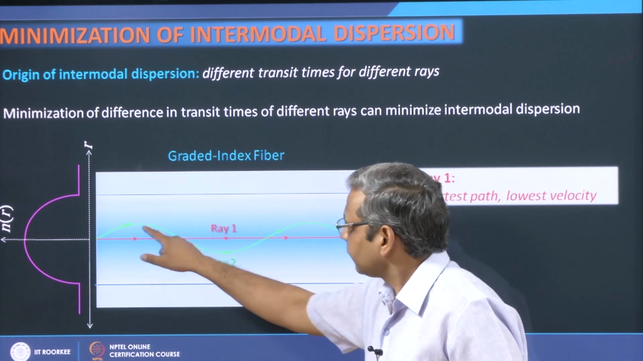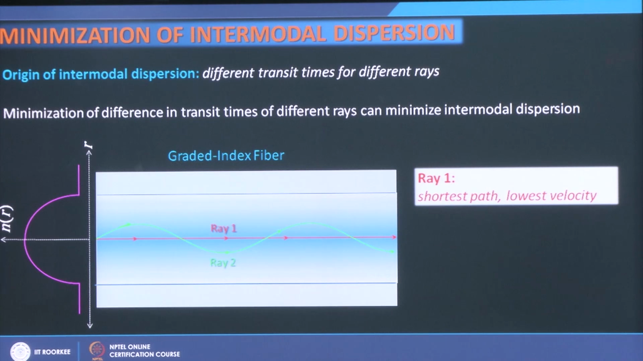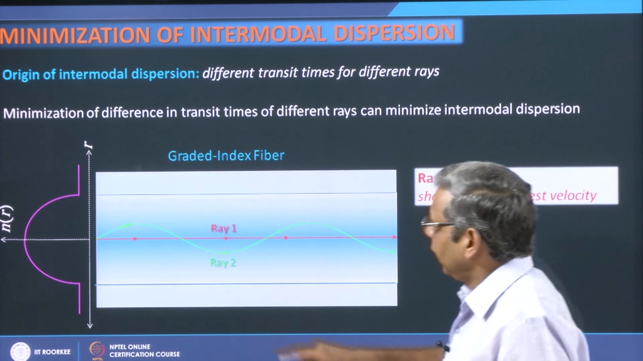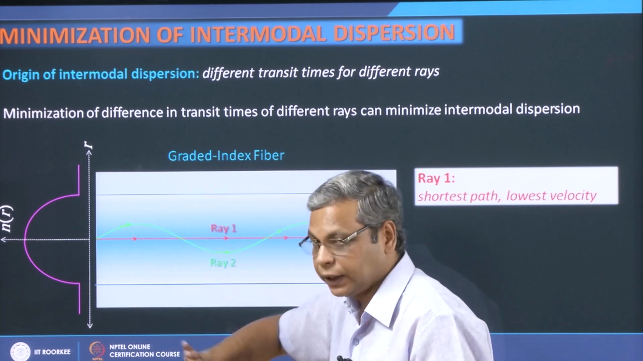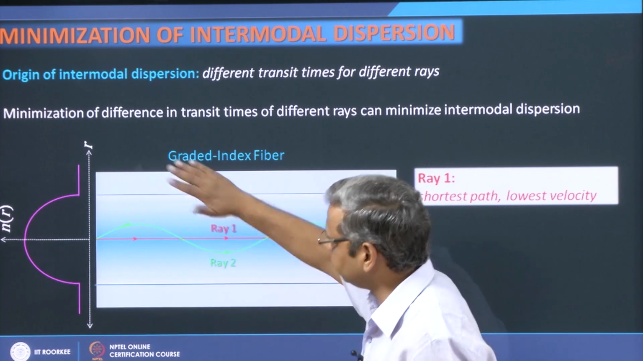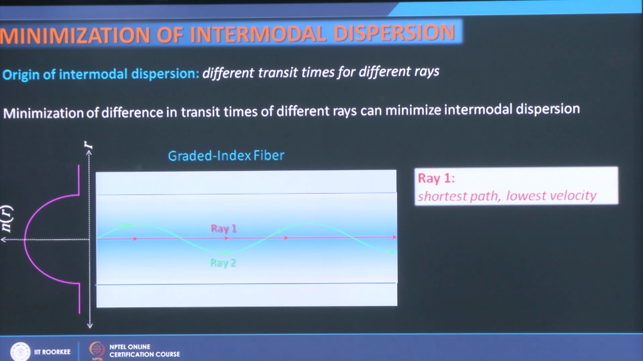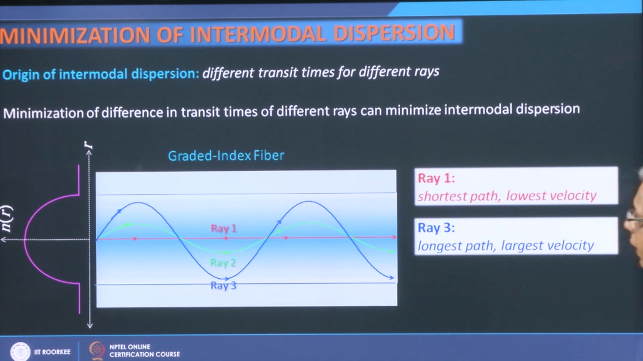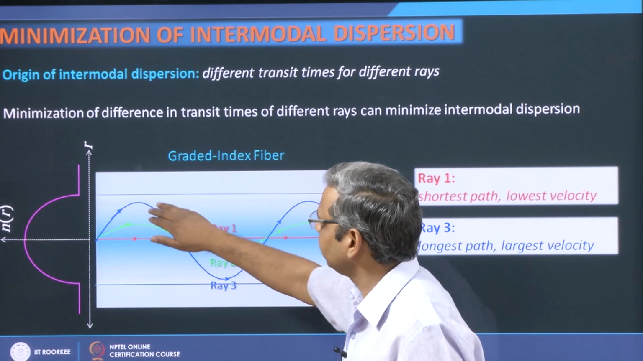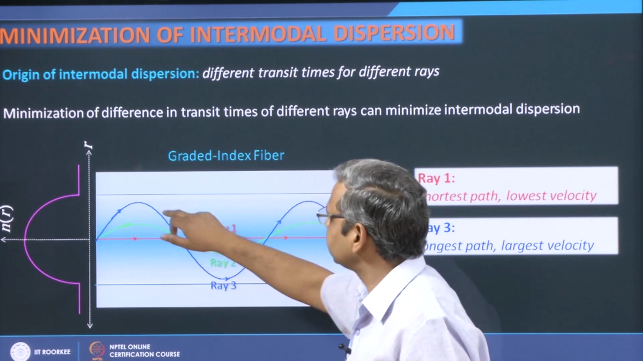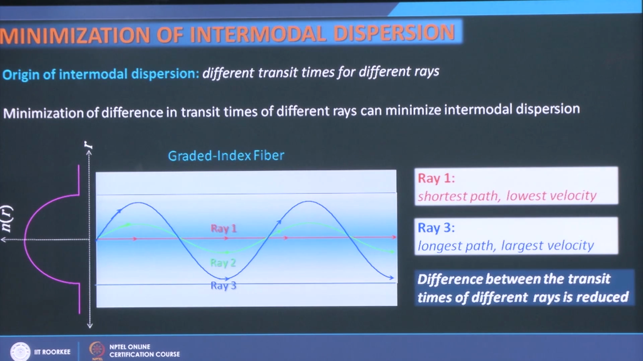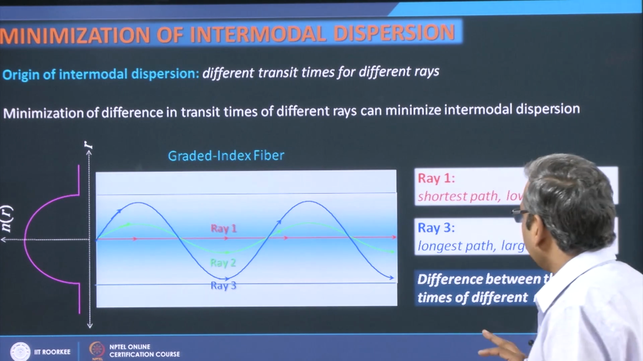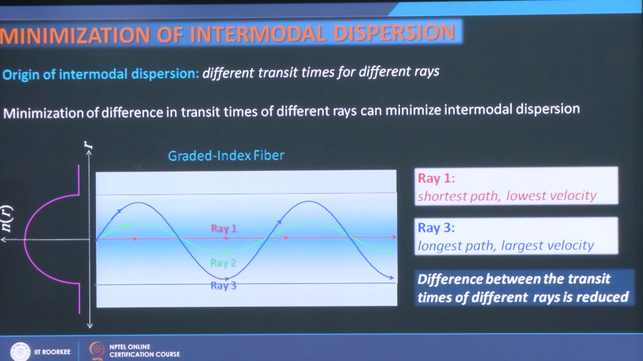while this ray has a longer path, but it traverses in a medium where, from here to here, the refractive index changes, and in fact the refractive index decreases. So, the velocity increases, and this ray spends most of its time in a smaller refractive index region. So, it will have the largest velocity. So, in this way the difference between the transit times of different rays can be reduced.